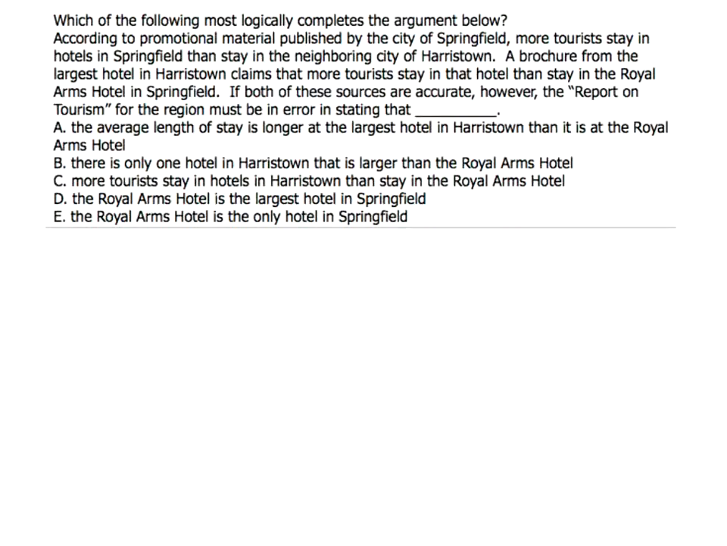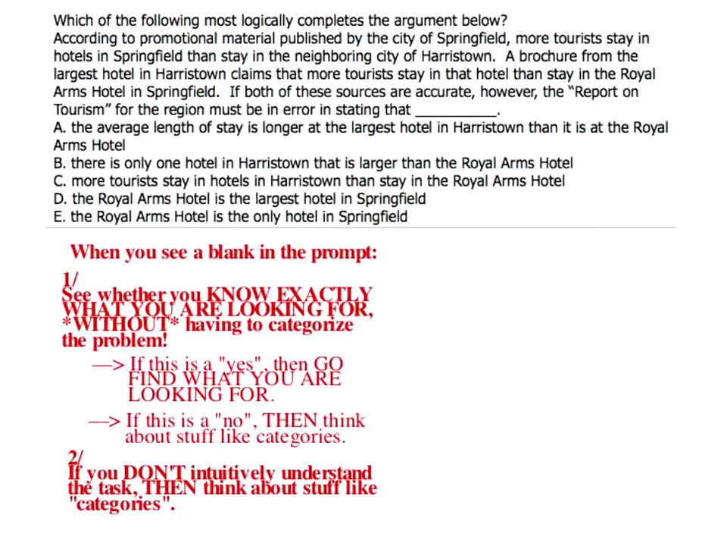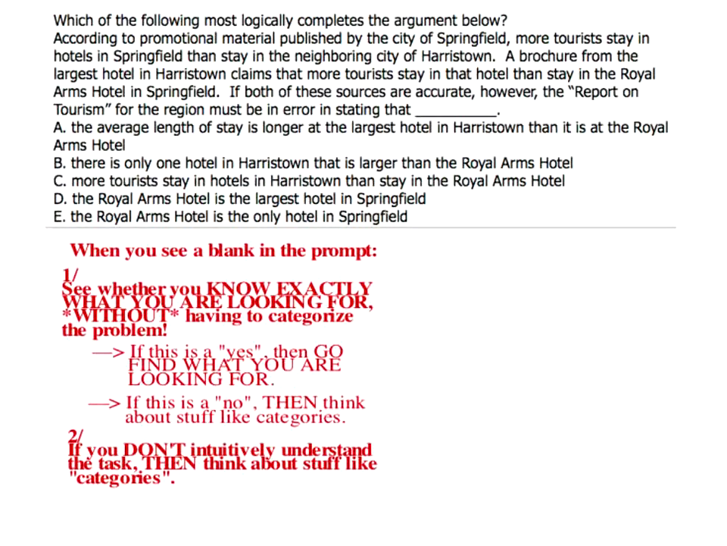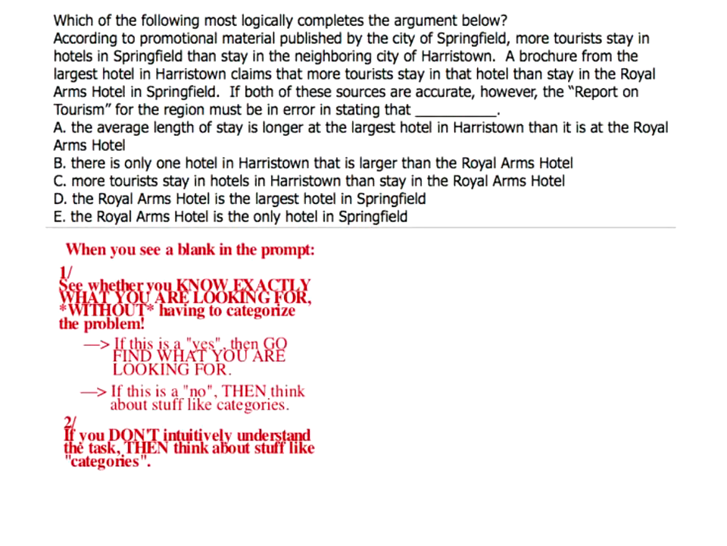Okay, so let me import some of this thought process from the other page. When you see a blank in the prompt, what is the goal? All right, so here's the insight from the other page. When you see a blank in the prompt, the goal is to see whether you know exactly what you are looking for without having to categorize. So let's go for that. In the chat box, what are we trying to do here?